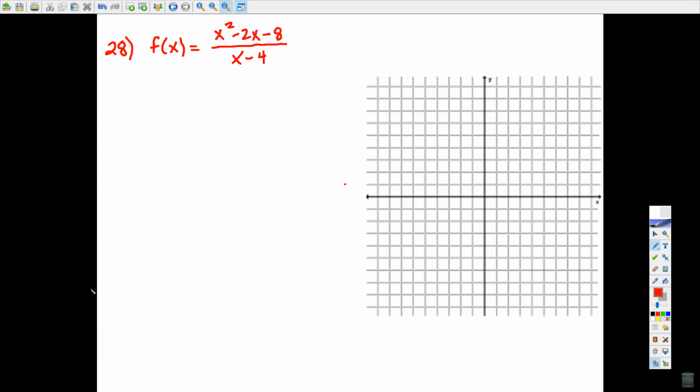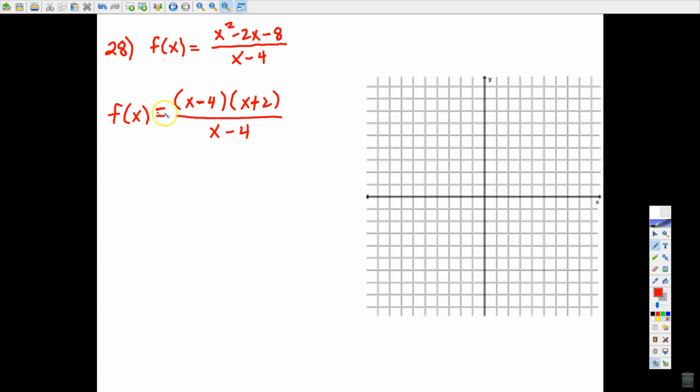Okay, so let's work on this problem number 28, and it's going to be quite a bit different. So, first thing I'm going to do is factor. That's going to make it easier to find my x-intercepts, or zeros. So the factored form of the numerator will be x minus 4 times x plus 2. Board's not cooperating. And then obviously the denominator is prime.